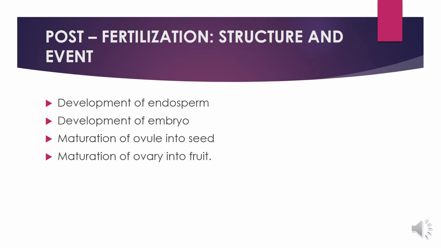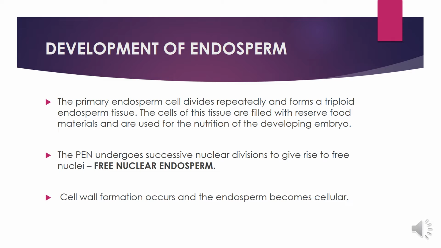Now, these are the events of post-fertilization. First one is development of endosperm, then development of embryo, then maturation of ovule into the seed and maturation of ovary into fruit. Let's discuss one by one. First one is development of endosperm.